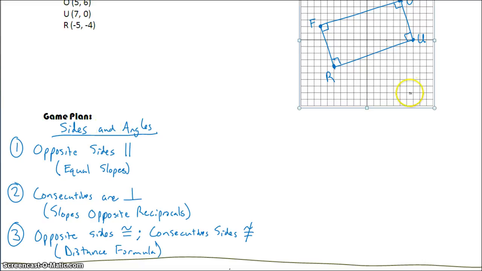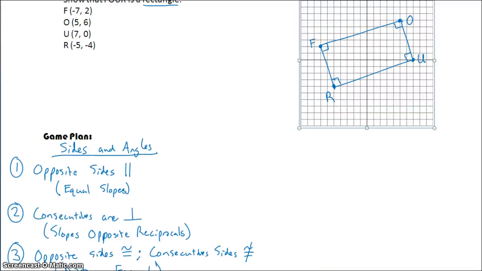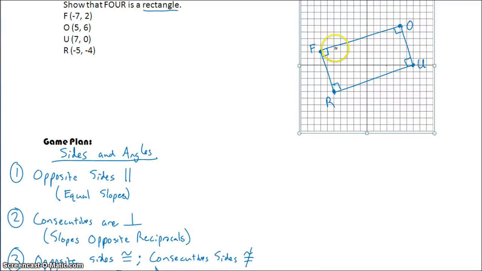I can also prove that I have a rectangle by looking at the diagonals of my rectangle. Now, the 2 diagonals in this picture are UF and OR. So my second game plan I can come up with is looking at my diagonals.